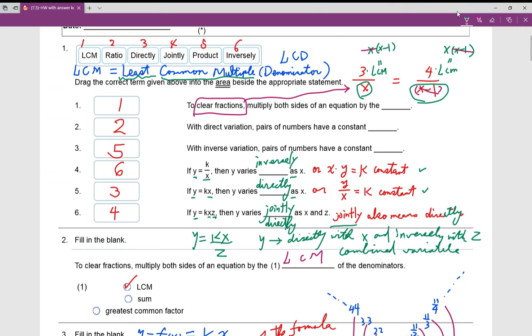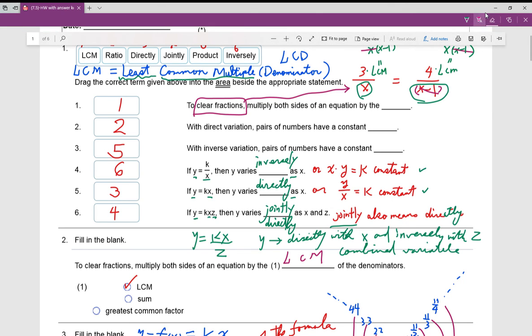Combined variation is combined directly and inversely all together. But jointly is not combined variation. Jointly, only one type of variation, called varies directly. Right? So why is the name so important?